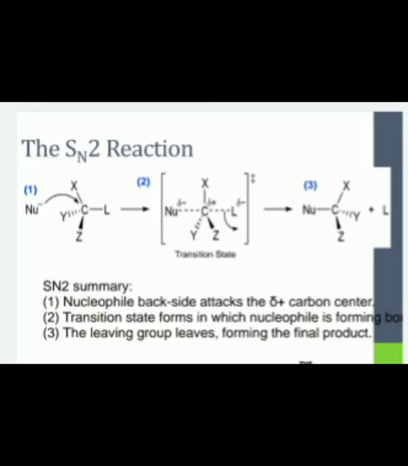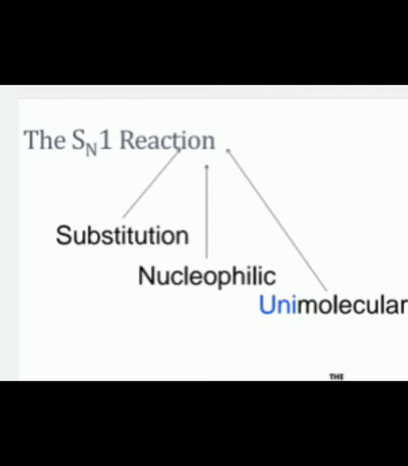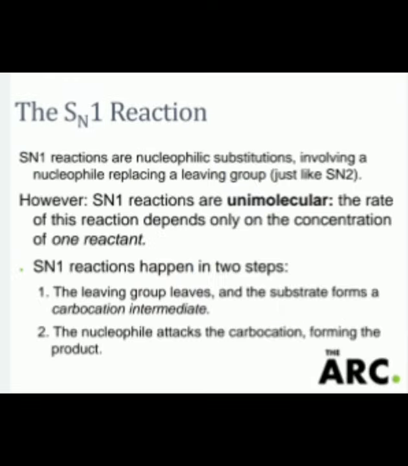Now, SN1 reaction involves substitution, nucleophilic, and unimolecular. SN1 reaction, as a nucleophilic substitution, involves a nucleophile replacing a leaving group. However, SN1 reactions are unimolecular. The rate of this reaction depends only on the concentration of one reactant. SN1 reactions happen in two steps. The leaving group leaves and the substrate forms a carbocation intermediate. The nucleophile attacks the carbocation, forming the product.